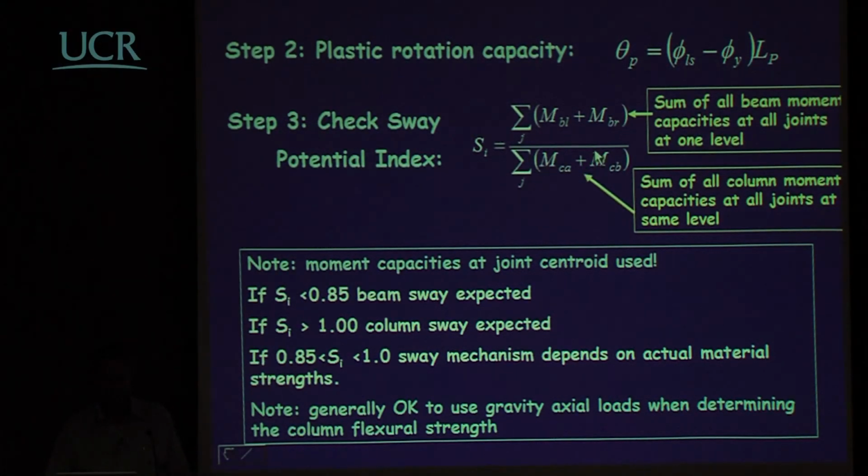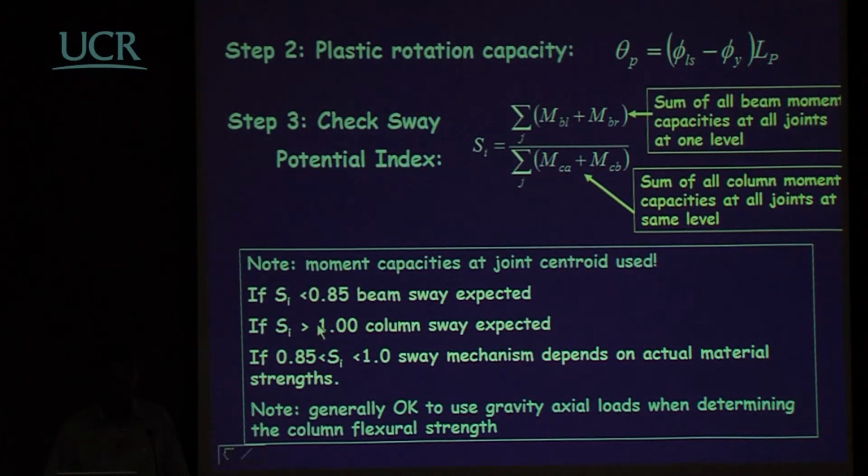We want to have the moment capacities of the columns exceeding that of the beams, but we don't do this on an individual column basis. We do it on a complete beam basis from one side of the building to the other side. And depending on what value we get for the sway index, we decide whether we believe we've got a beam sway mechanism or a column sway mechanism. So basically we're saying here that if this index is less than 0.85, then we're pretty confident that we'll get a beam sway mechanism. If it's greater than 1, then we believe that a column sway mechanism is expected.